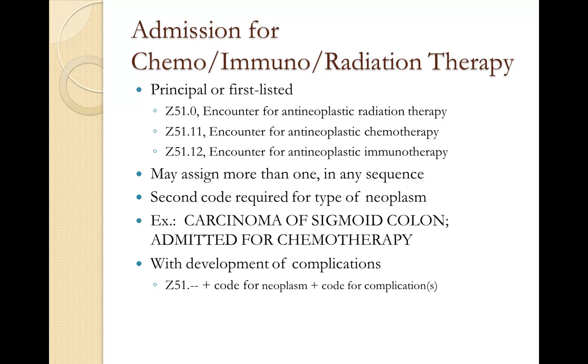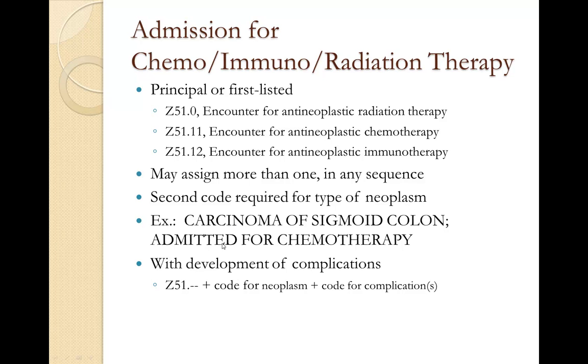All right, I quickly mentioned this, I think, in the sequencing presentation. If a patient is coming in for chemotherapy, immunotherapy, or radiation therapy, if that's the reason they're coming in, that's actually going to be listed first, and you end up with a Z code. So it's a Z51, and then whichever radiation, chemo, or immunotherapy. So this is the principal or first listed diagnosis, and then your secondary or additional diagnoses will be the type of neoplasm.